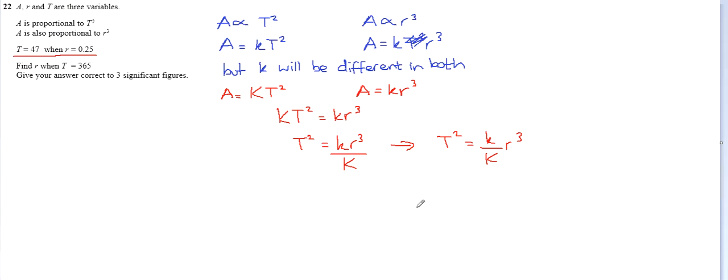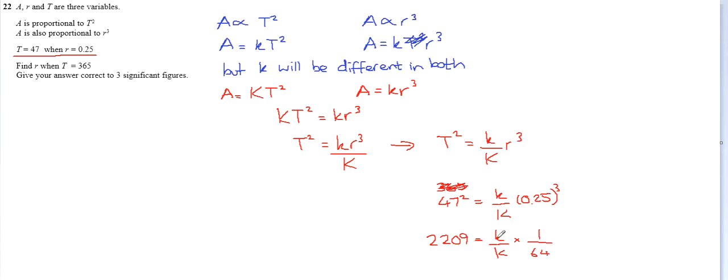So we know it's proportional when we have this. I'm going to go ahead and use this one. I think it's going to be a bit easier to do. So 365, sorry, what am I doing? Read the wrong bit. So 47 squared is equal to k over K, which is, remember, just our constant, of r cubed, which is 0.25 cubed. Okay, so 2209 is k over K, and that's a quarter, so I know that 1/4 to the power of 3 is 1 over 64. But you have your calculator to do that.